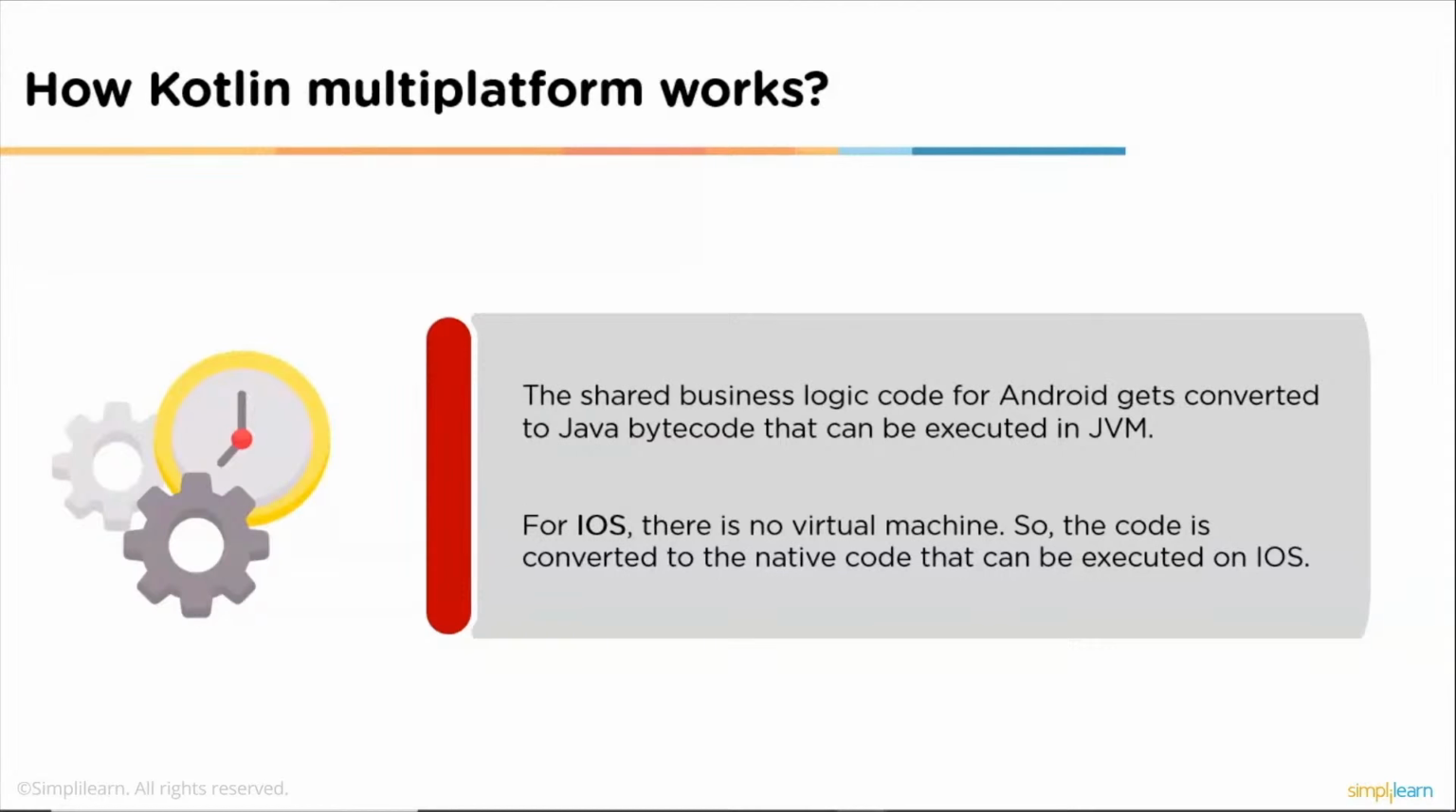Now in the Kotlin compiler, there is a front end which converts the code into an intermediate representation known as IR. And the backend converts that intermediate representation to machine executable code. So in the case of Android, it converts it into Java bytecode, and for iOS, it converts it into iOS native machine code. So as we have understood how Kotlin Multi-Platform works, now let's understand common Kotlin code.